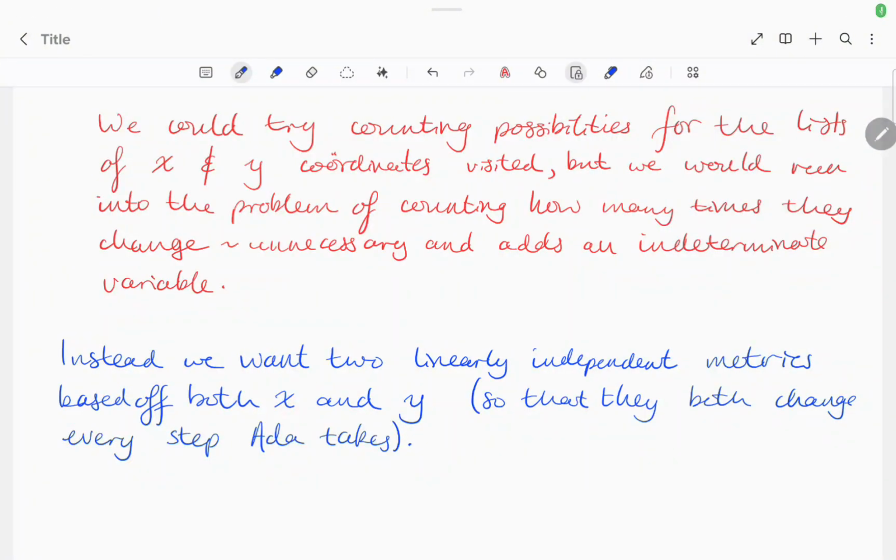We could attempt to count the possibilities for the lists of x and y coordinates over time, but we'd run into the big issue of counting how many times each of them changed. This is unnecessary and adds an indeterminate variable into our equations. Instead, we want two linearly independent metrics based off both x and y so that they both change every step Ada takes.